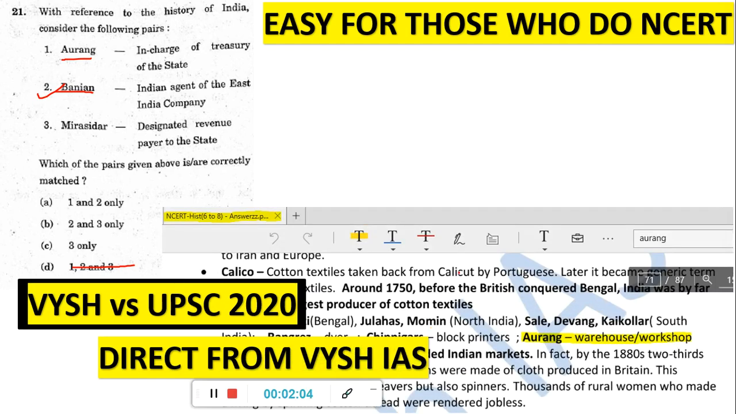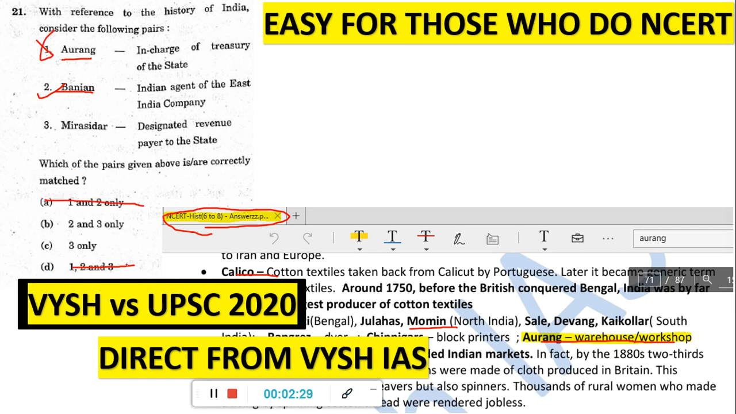If you see the NCERT class 6 to 8 test, details of every word, like calico or muslin, whatever is there in the textbook, every single fact will be covered in my test. So even if you don't read the textbook and do only my test, you can still solve all the history questions. So Aurang is workshop or warehouse, and from that you can eliminate one.